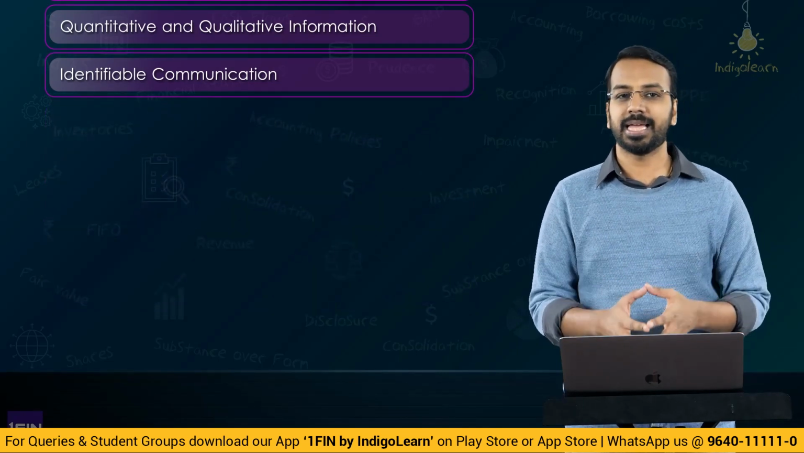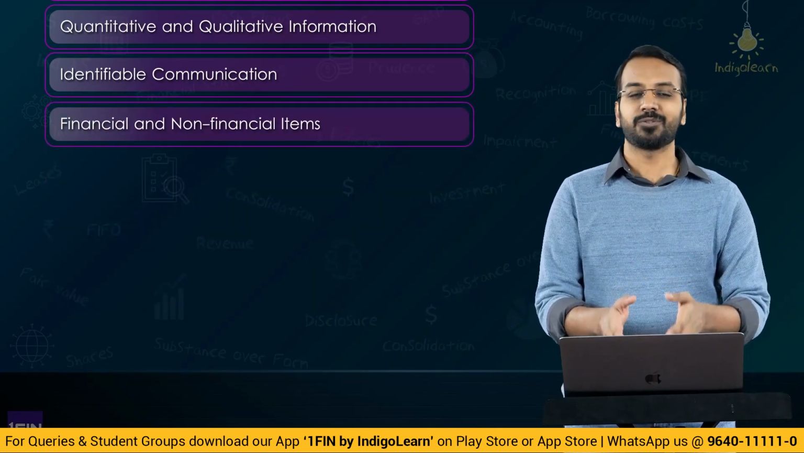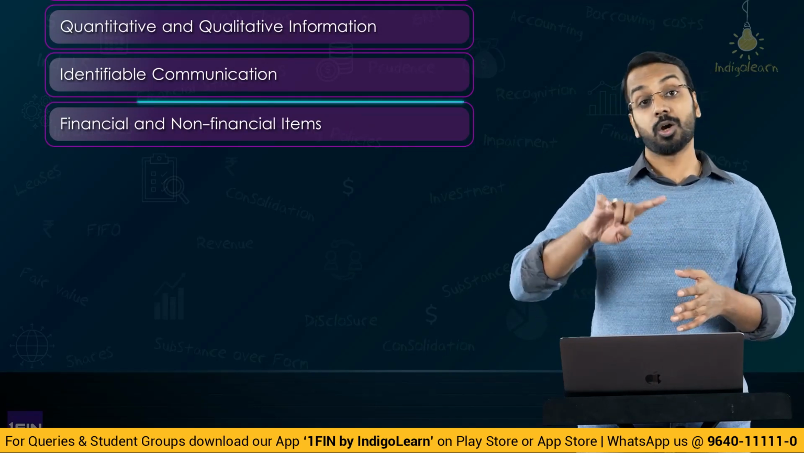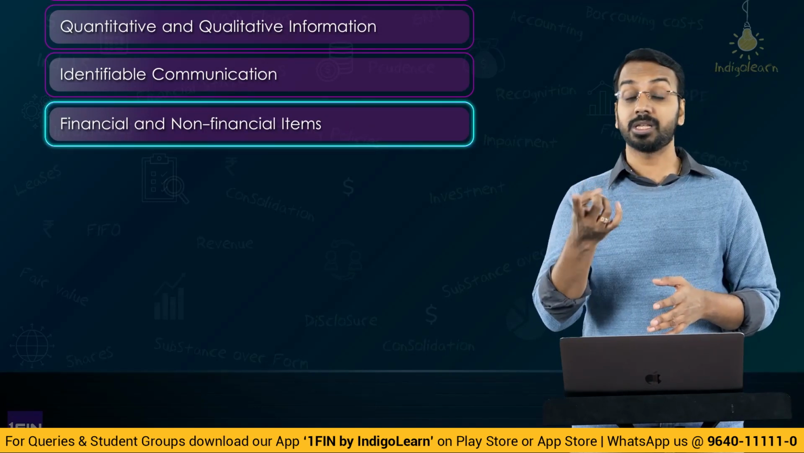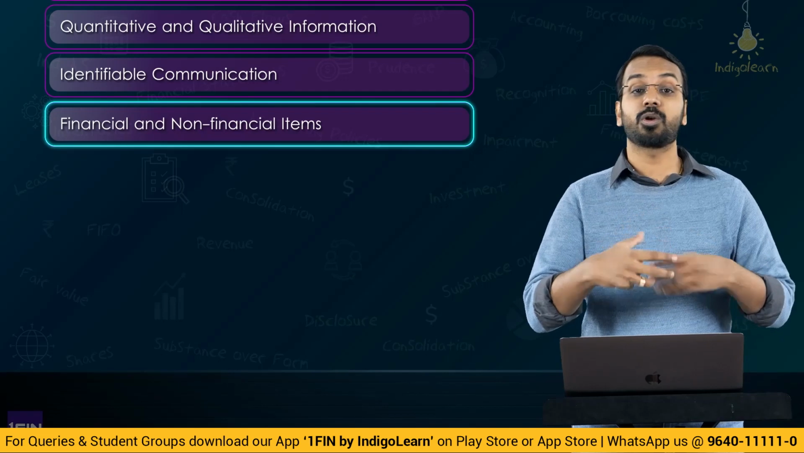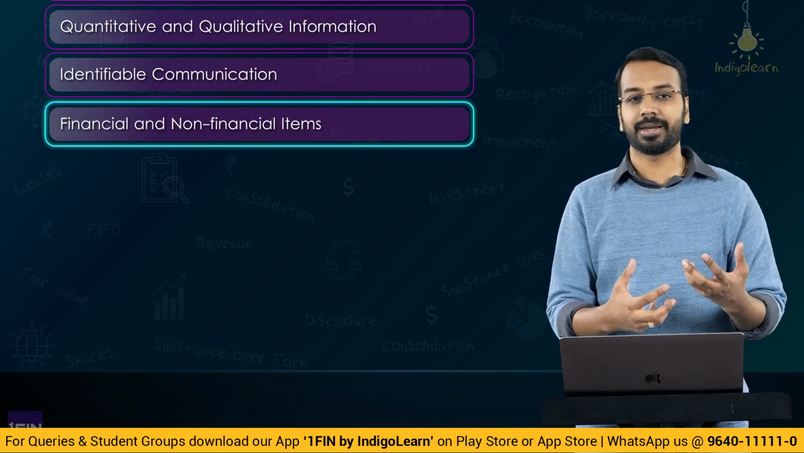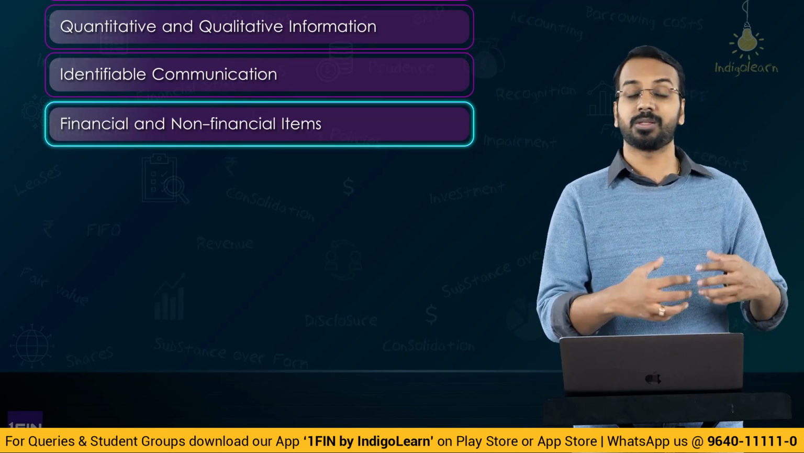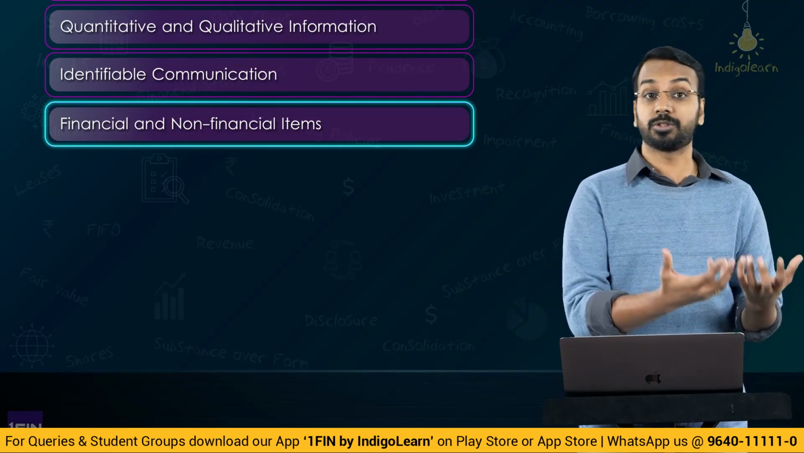The next feature is that it must have financial as well as non-financial items. So one was quantitative and qualitative. Quantitative means quantified. Qualitative means more descriptive, like your risk management strategy, the business process, the opportunities and all of that.